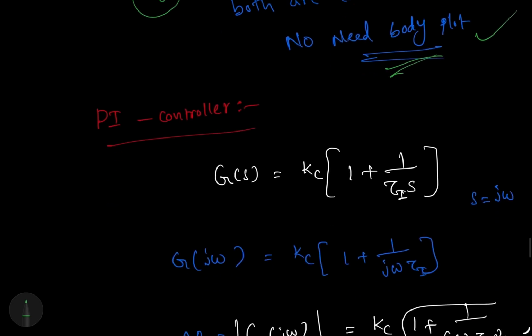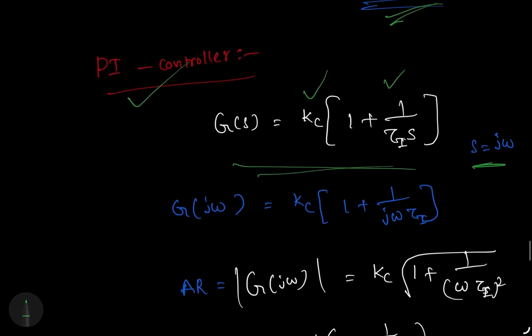So now let us move to the proportional integral controller. What is the transfer function of the PI controller? G of s is equal to Kc into 1 plus 1 by tau I s. Now substitute s is equal to jw, then we get G of jw is equal to Kc into 1 plus 1 by jw tau I.